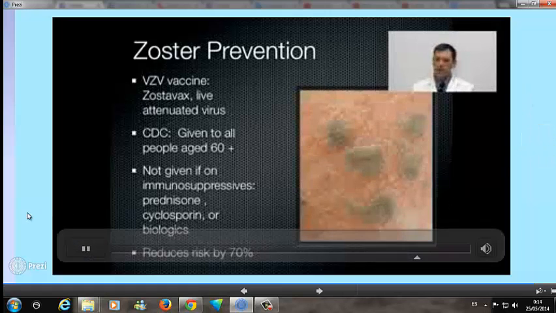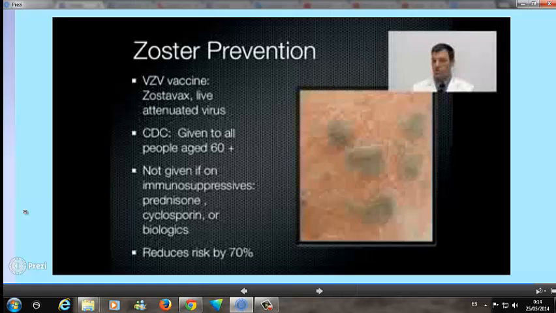It's not given if you're on immune suppressives such as prednisone, cyclosporine, or anti-inflammatory drugs known as biologics. So if you're going to be placed on one of these drugs, your doctor may want to give you the Zostavax prior to initiating immune suppressive therapy. The Zostavax reduces your risk of developing shingles, or herpes zoster, by about 70%.